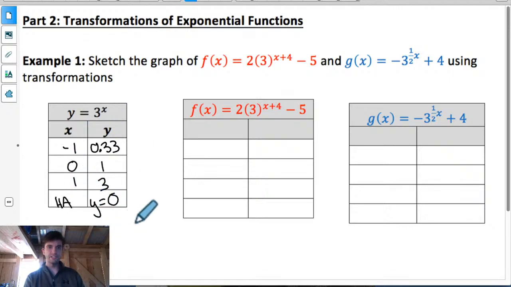Now let's use these key points to come up with transformed points for these two transformed functions. So let's start with this one. So I'm going to label which parameter is which. So this 2 is an a value, this 4, well, actually the d value is negative 4. It's always the opposite sign of what you see. And the c value is negative 5.